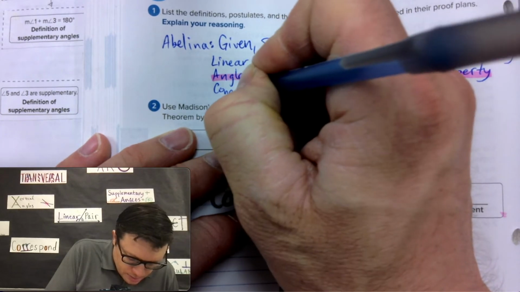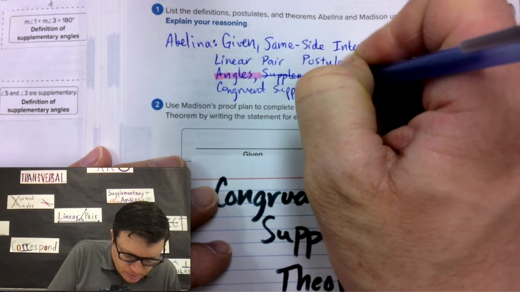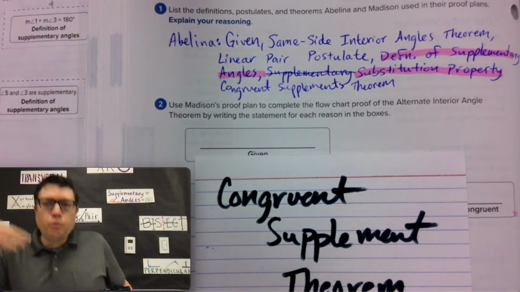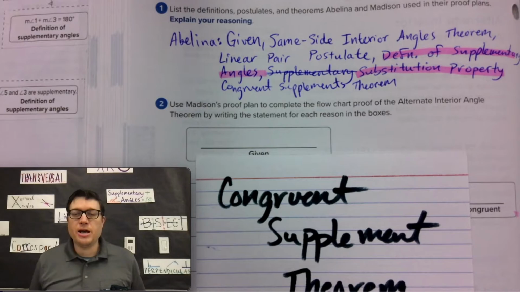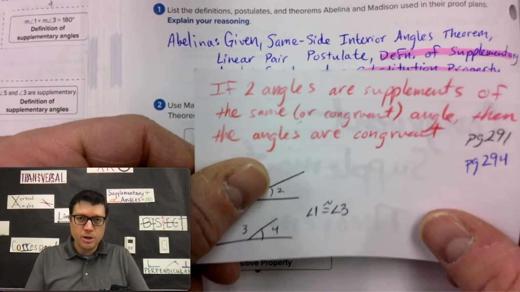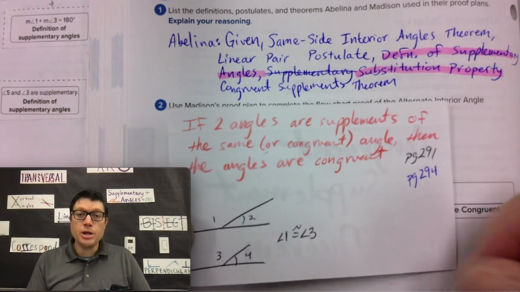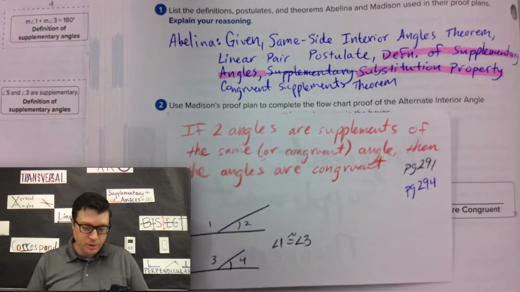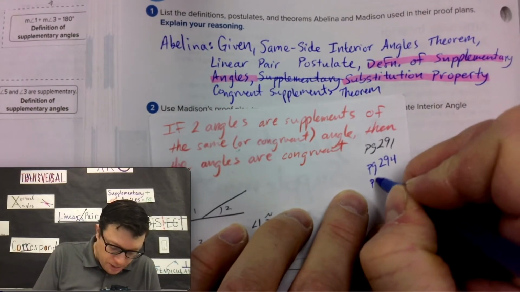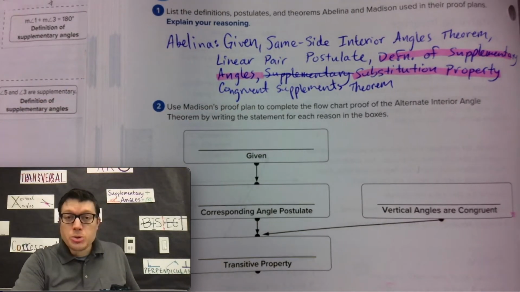Congruent supplements theorem. Like, instead of writing definition of supplementary angles and the substitution property, we could just say congruent supplement theorem. If two angles are supplements of the same, or a congruent angle, then those angles are also congruent. And that's found on page 291, page 294, and now on page 307. Okay? So those were the things that Abellina used.